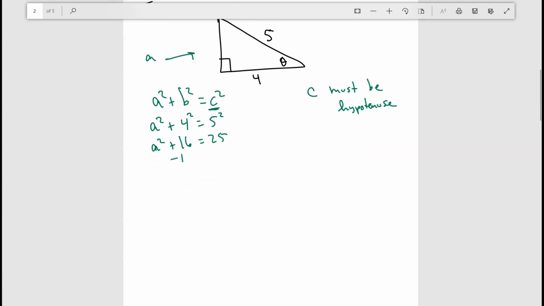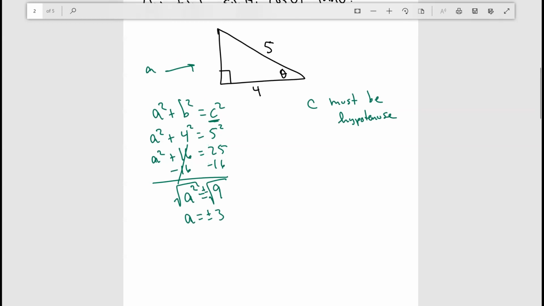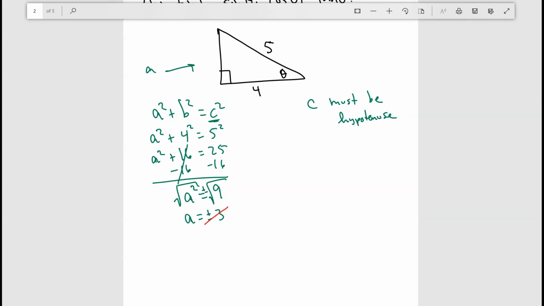I'm going to subtract 16 from both sides. A squared is going to be equal to 9. I'm going to take the square root, but when I apply a square root, I also add plus or minus. A equals plus or minus 3. Now, if you think about it, can you have a negative length for a triangle? Well, actually, no, you can't. So we can ignore the negative 3, and this is going to be a positive 3.